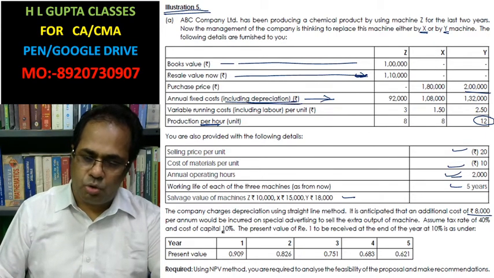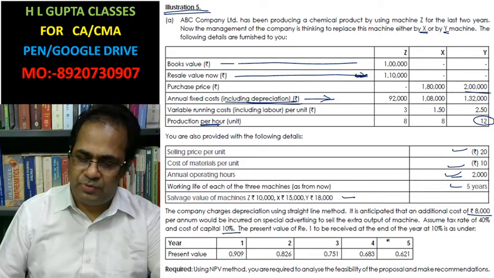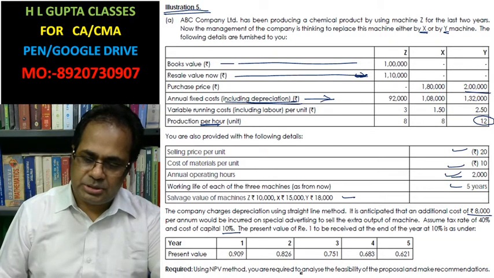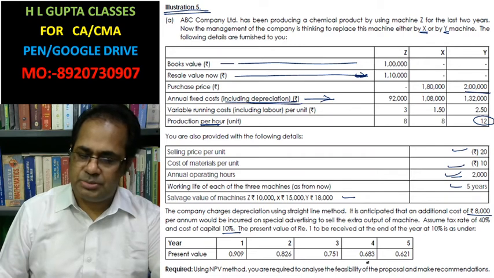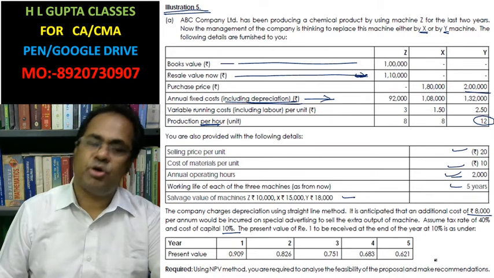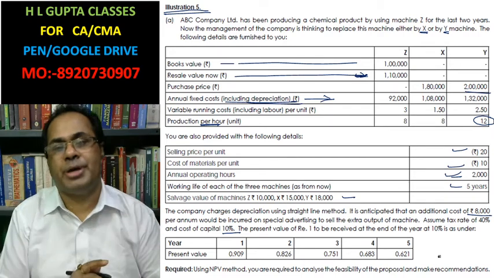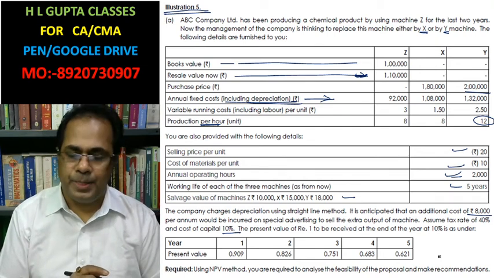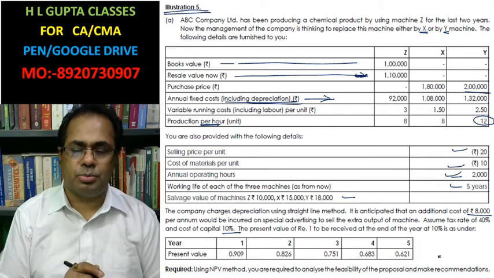Okay, now the cost of capital is 10%. The present value factor is given here. On the net present value matter, you are required to assess the feasibility of the proposal and make the recommendation. You have to make the recommendation in this case. Okay, now I am going to solve the question.